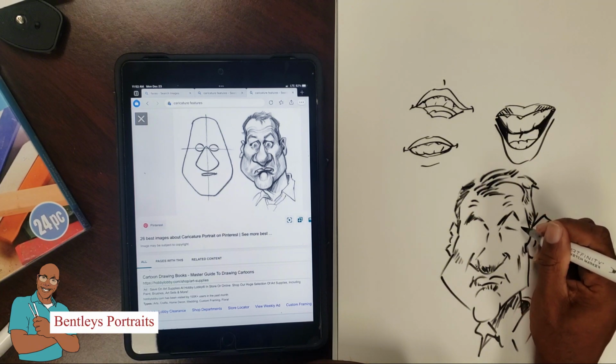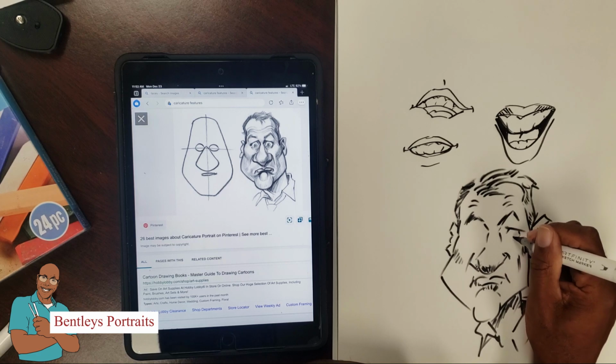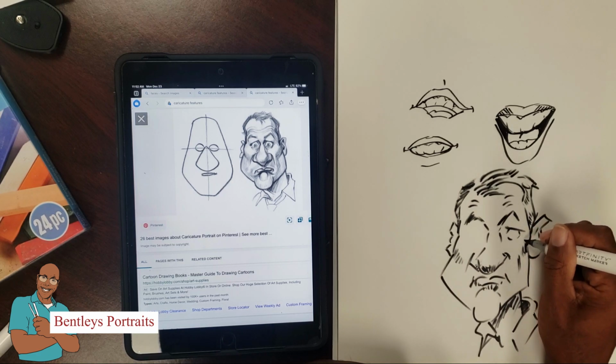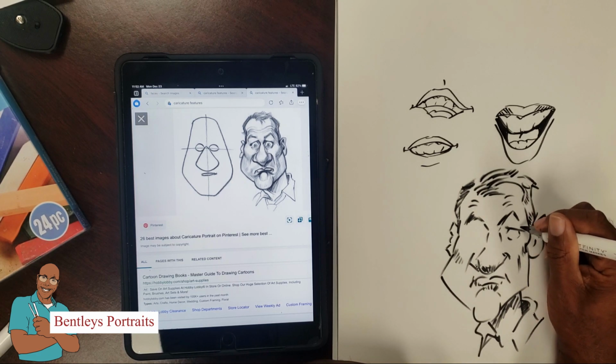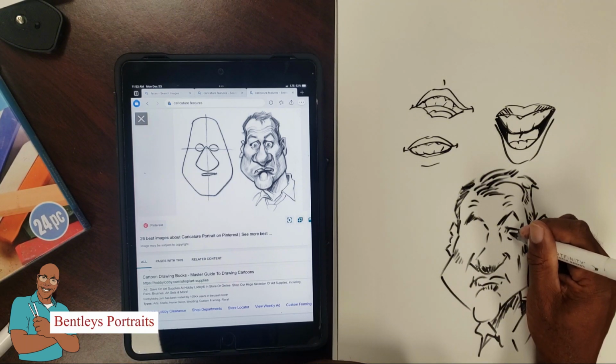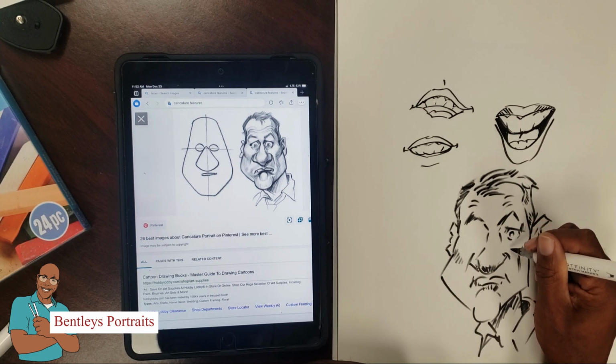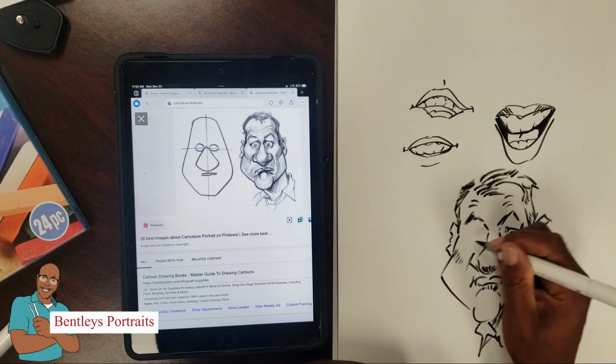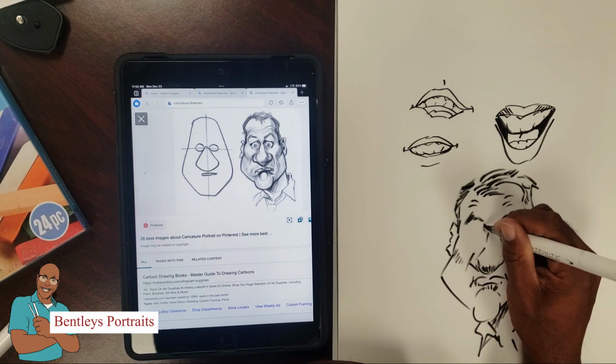Now we can go in with the eyes, and as you can see in the drawing, he has wide eyes. So we'll look at the eyes. And again, this is just a loose character drawing.